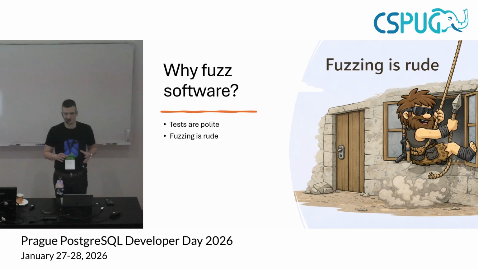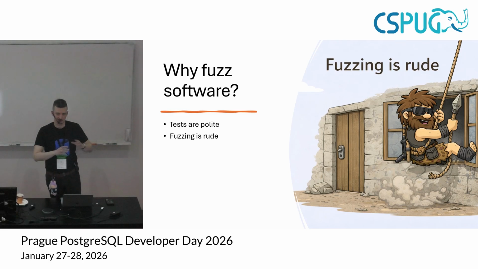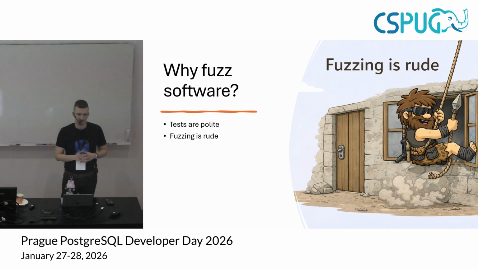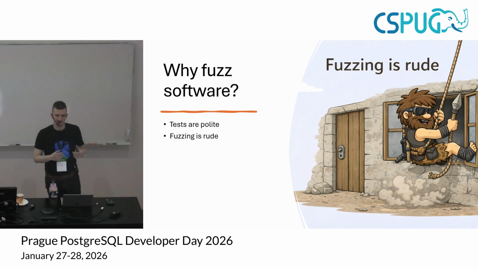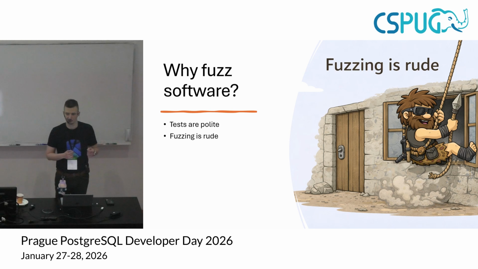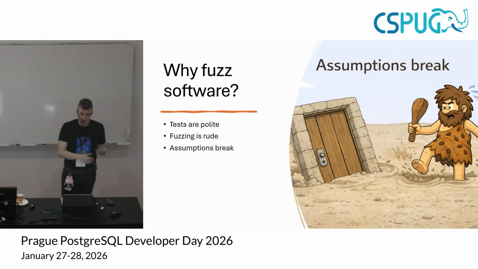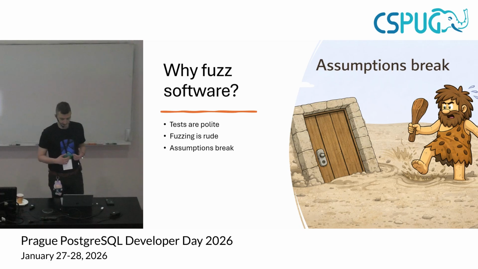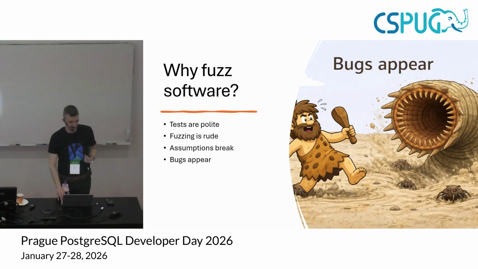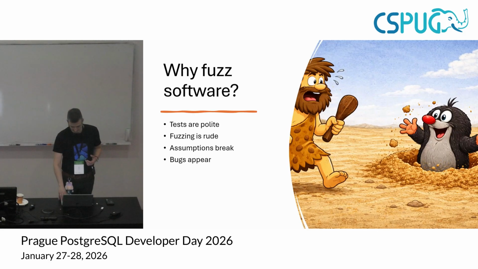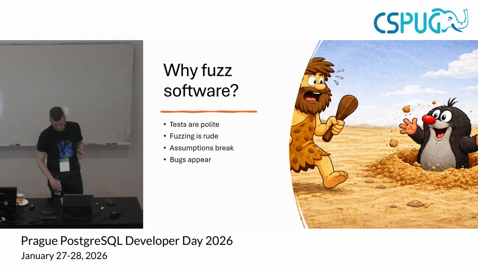What fuzzing does is very rude. It goes in by the windows anywhere it can. It won't look at what you expect to execute. It will look at what code paths it can trigger by feeding random things into your binary. So when you do that, assumptions break. And when assumptions break, bugs appear. And this is the wrong slide. I wanted to use this one.